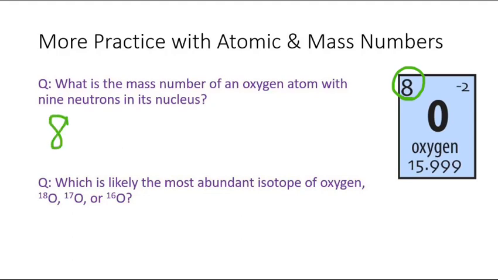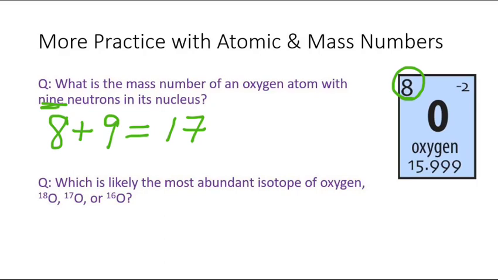To get the mass number, we need to add the neutrons. So going back to the question here, there are 9 neutrons in the nucleus of this particular isotope, so the sum of 8 and 9, 17, is the mass number for that isotope of oxygen. So a follow-up question is shown at the bottom, which is likely the most abundant isotope of oxygen? And they're asking if it's oxygen 18, oxygen 17, or oxygen 16.